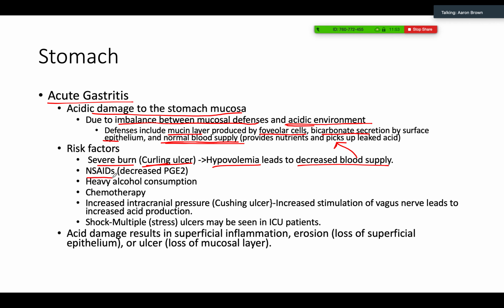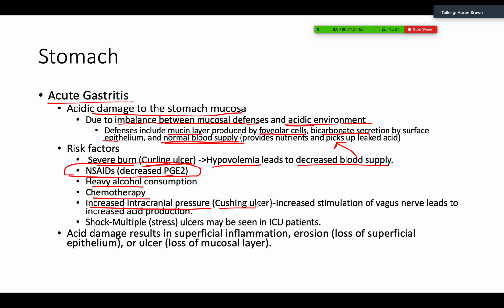Any patient that is taking aspirin, ibuprofen for an extended period of time, aspirin and ibuprofen, they block the COX pathway. The COX pathway is responsible for synthesizing prostaglandins. If you have decreased prostaglandins, you're going to have decrease of your protective lining. Okay, so when it comes to gastritis, think about patients that are taking aspirin and ibuprofen for long periods of time. Alcohol consumption, chemotherapy.